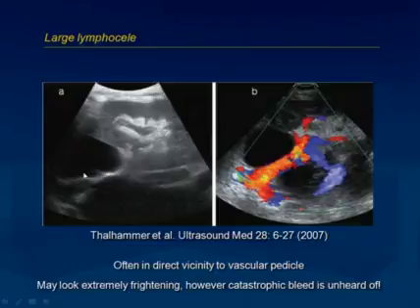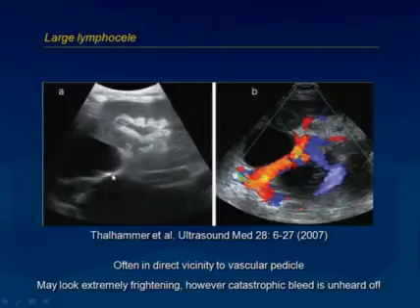Another common finding in transplant ultrasound, the lymphocele, here in a picture from Christoph Thalhammer's review article, the transplant in a longitudinal view, next to the transplant a large cystic structure, echo-free. This is a typical lymphocele. How does a lymphocele occur? The lymphocele is caused by transection of lymphatic vessels by the surgeon at the time of the transplant surgery. This will then lead to accumulation of lymphatic fluid in direct vicinity to the transplant.